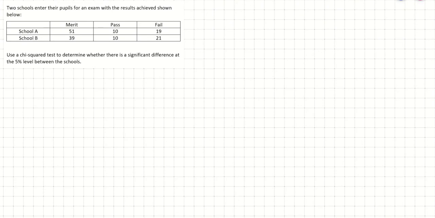In this video, we're going to look at using a chi-squared test to determine whether there is an association between two variables, i.e. whether the two variables are independent. And this is sometimes known as a contingency table test.